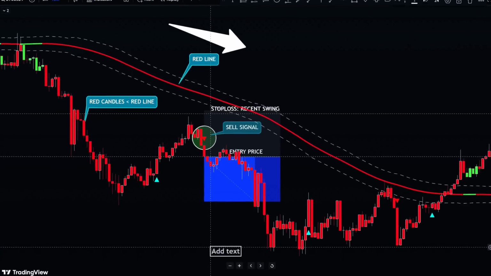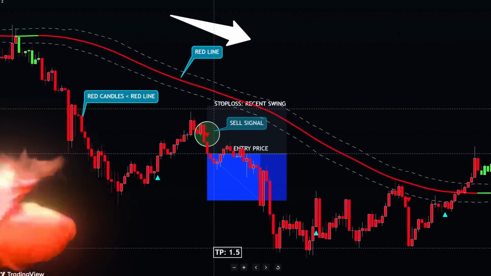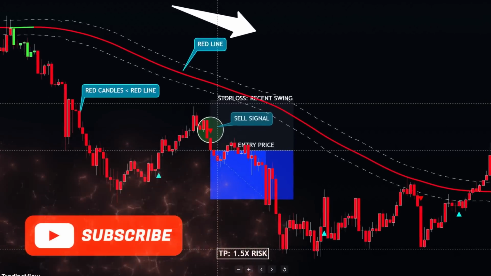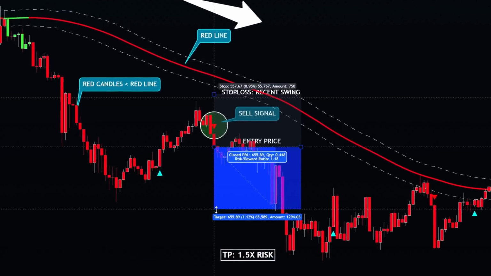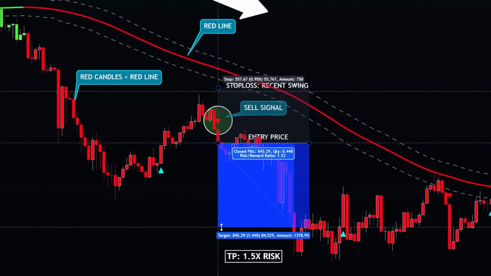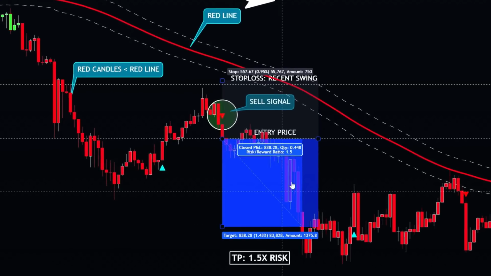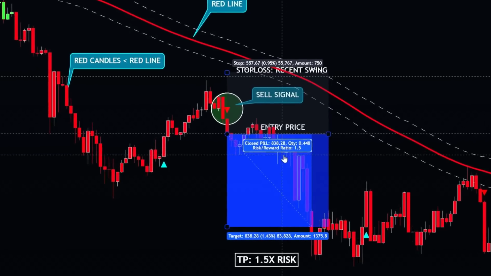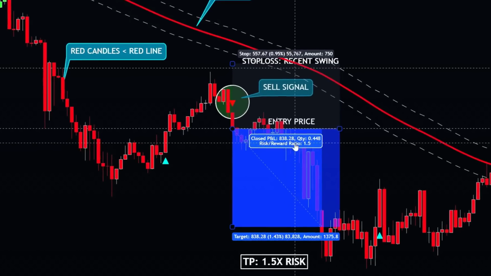And for the take profit, use a risk to reward ratio of 1 to 1.5. This means you'll aim to make 1.5 times the amount you could potentially lose. That's the basic strategy. Remember, always use proper risk management and keep an eye on the market to adjust your trades as needed.